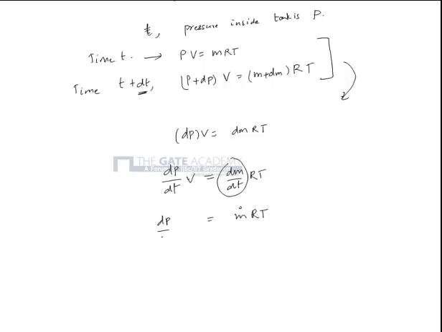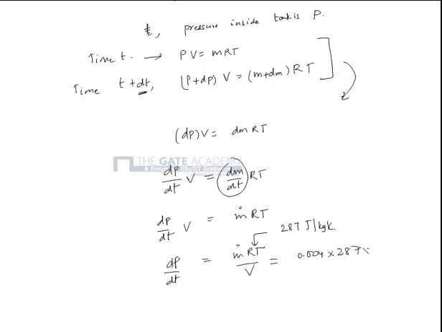So this is dP by dt into V, and this is given. m dot is given, R is given, T is given, and volume of the tank is given. So let's find out dP by dt. m dot is 0.004 into, for air, the characteristic gas constant R value of 287 joules per kg Kelvin.